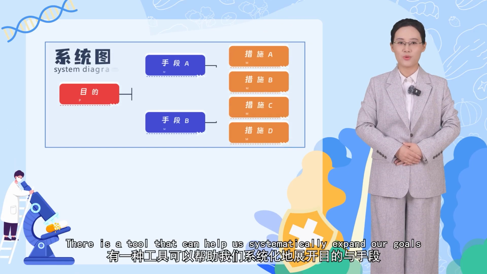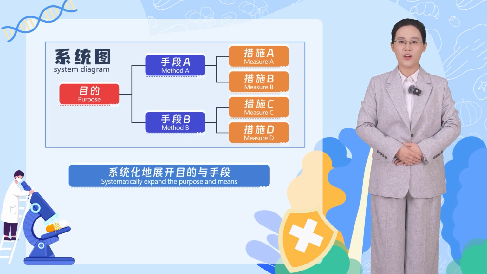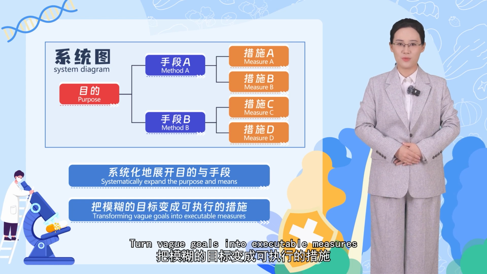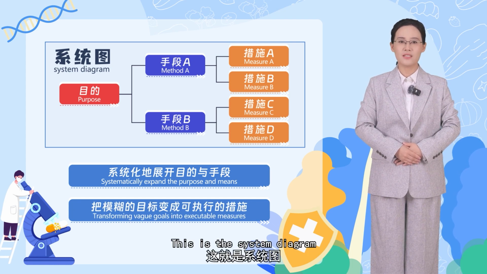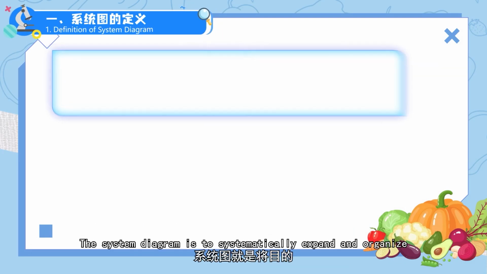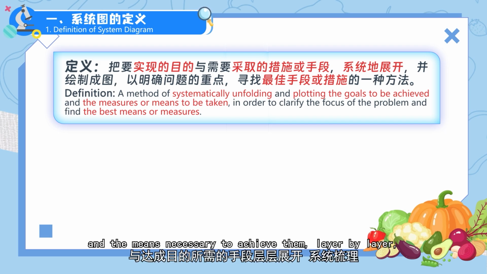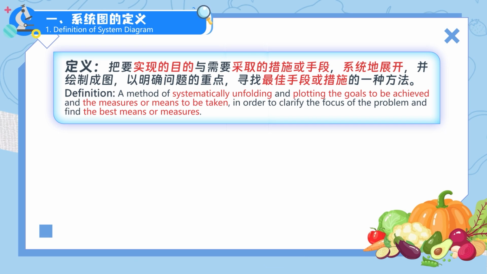Actually, there is a tool that can help us systematically expand our goals and means. Turn vague goals into executable measures. This is the system diagram. In simple terms, the system diagram is to systematically expand and organize the objectives and the means necessary to achieve them, layer by layer. Finally, a chart is drawn.